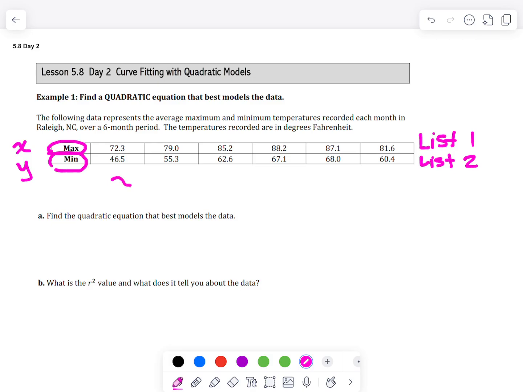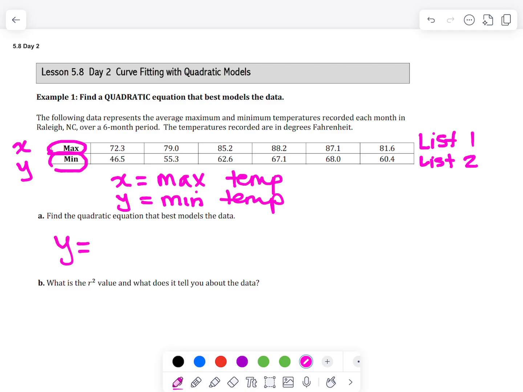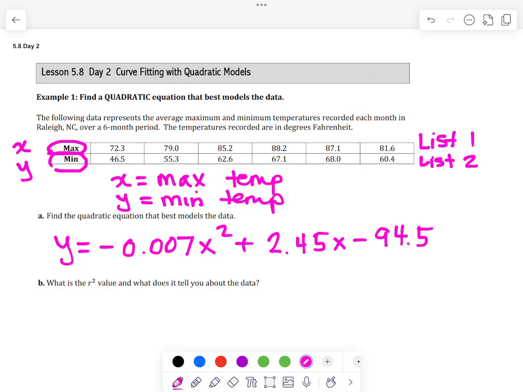I'm just going to put x equaling our max temp, and then our y will be our minimum temp. Then we enter these into our graphing calculator and we come up with our model. So y equals approximately negative 0.007x squared plus 2.45x minus 94.5.